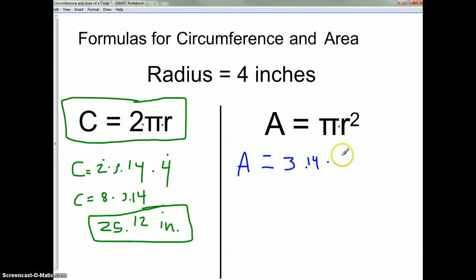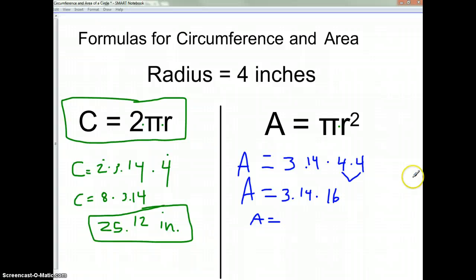Okay, moving over here, to find our area, we have to go pi, which is 3.14, and multiply that by the radius, which is 4, and by the radius again, which is 4. Once again, I'd like to simplify that down a little bit before I punch that into my calculator. 4 times 4 is 16. So then I would go over to my calculator, 3.14 times 16, and that's 50.24, and that is in square inches.